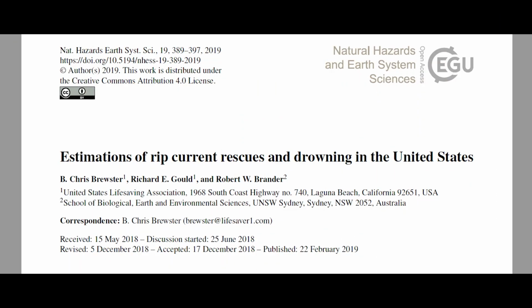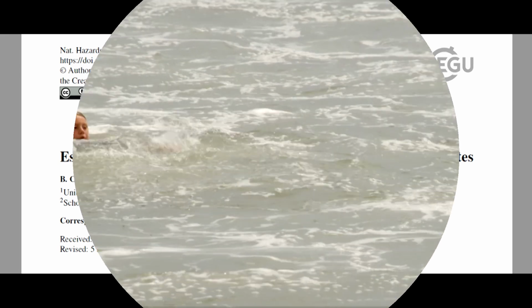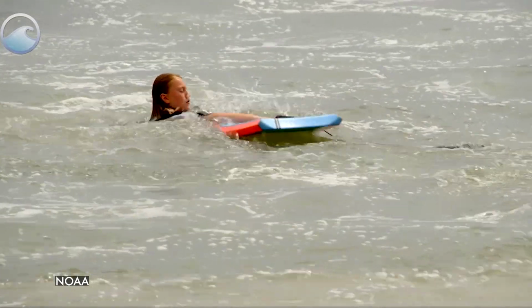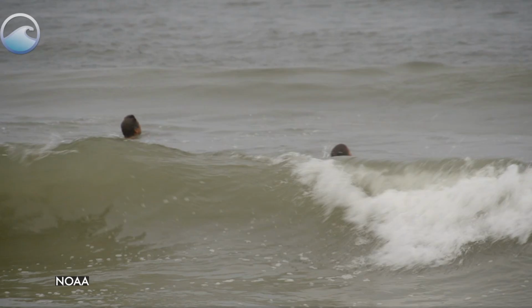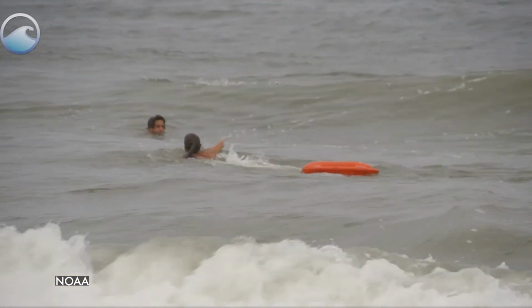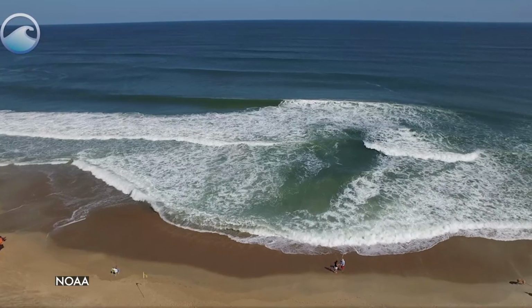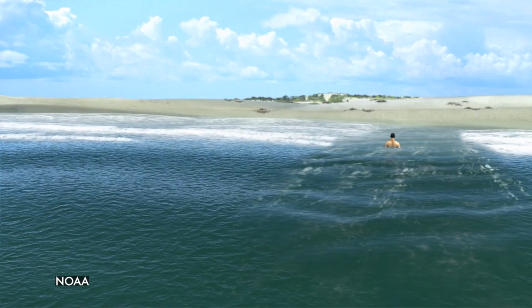According to a recent study that used 20 years of data from the U.S. Life-Saving Association, rip currents are the main cause of 75% of water rescues on East Coast beaches and an estimated 100 deaths per year in the U.S., many on beaches without lifeguards.